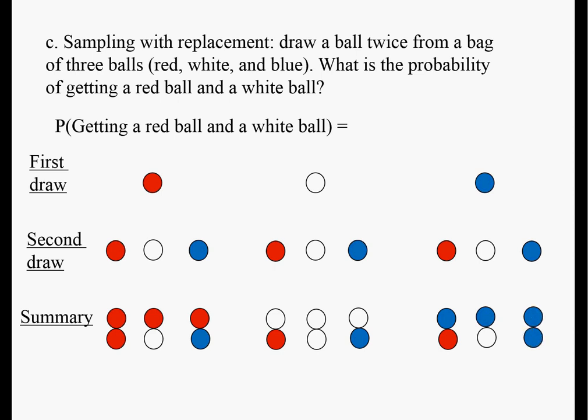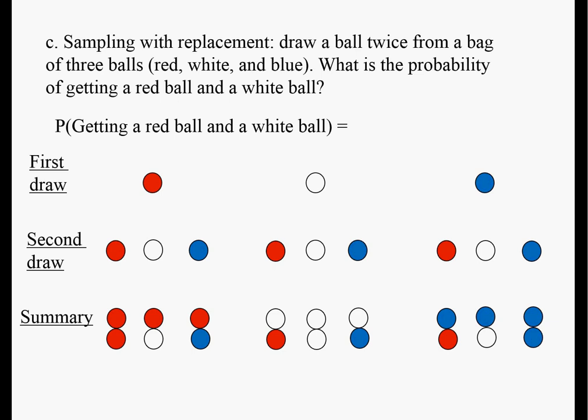So how many possible outcomes of 2 balls do you have? 1, 2, 3. You have 9. You have 9 total possible outcomes of 2 balls after 2 rounds of drawing.